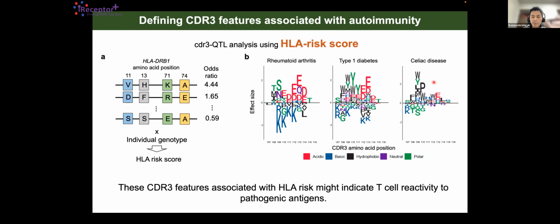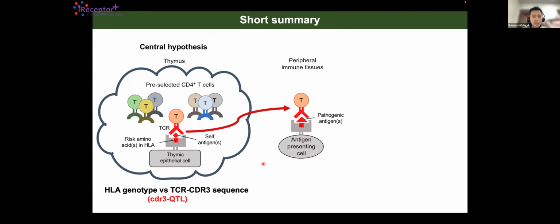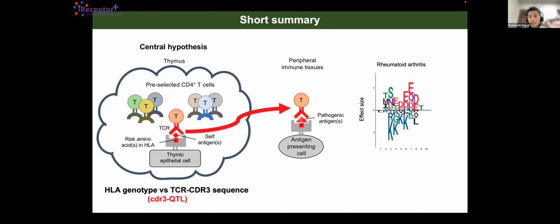But in celiac disease, we observe slightly different trends. The genetic risk of celiac disease increases hydrophobic amino acids in CDR3. So those CDR3 modifications associated with HLA risk may increase the autoreactivity to pathogenic epitopes. So the short summary so far is that we show HLA risk amino acids strongly influence T cell CDR3, and there seem to be disease-specific patterns like this, and next we wanted to ask whether this pattern is really pathogenic to autoimmunity.